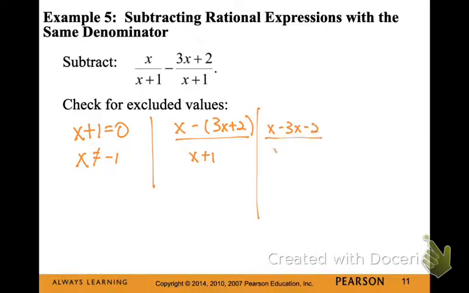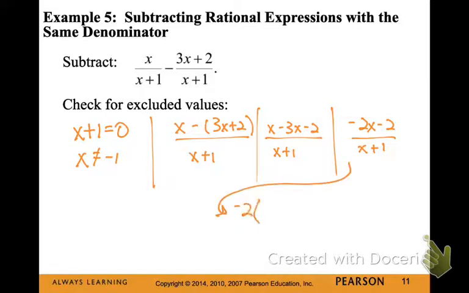Now I'm going to distribute my negative, and then simplify my numerator. So I get negative 2x minus 2 all over x plus 1. One last thing I notice is that I can factor out a negative 2 from my numerator. I do this because sometimes I'll be left with a common factor I can divide out, which we are. See, we can divide out the x plus 1s. So our final answer is negative 2, with the excluded value that x cannot equal negative 1.